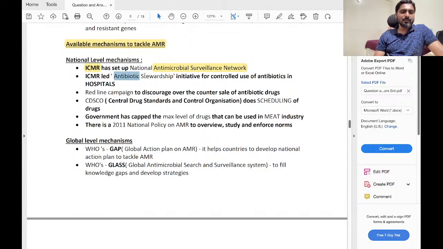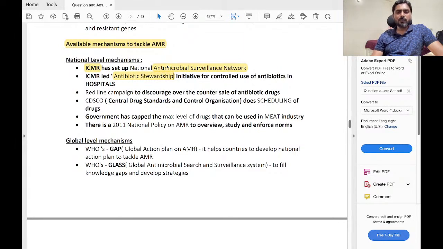And ICMR has started what is known as the antibiotic stewardship program. This program is also a global movement that is going on, because hospitals tend to use excessive antibiotics or antimicrobials.